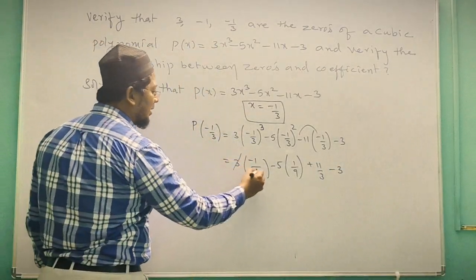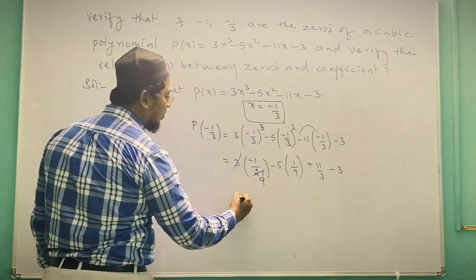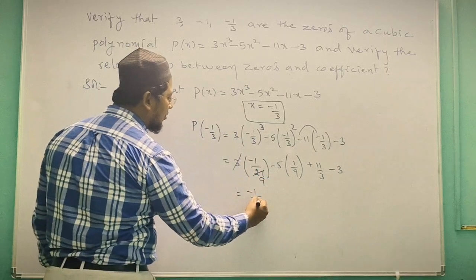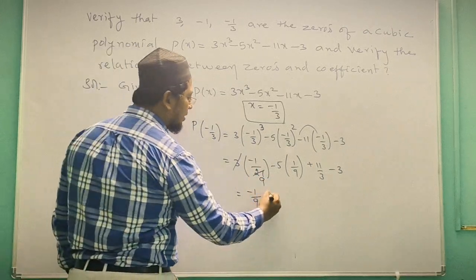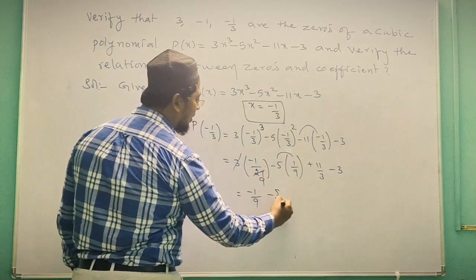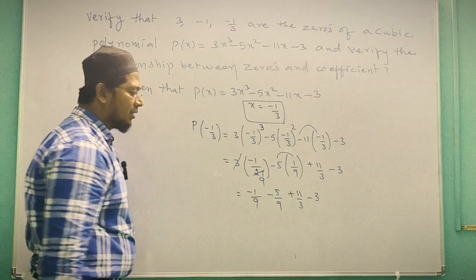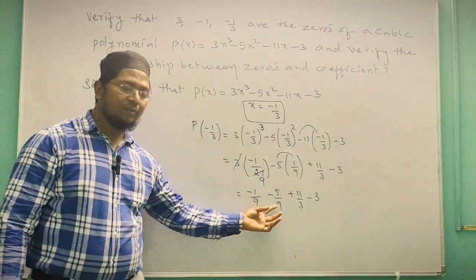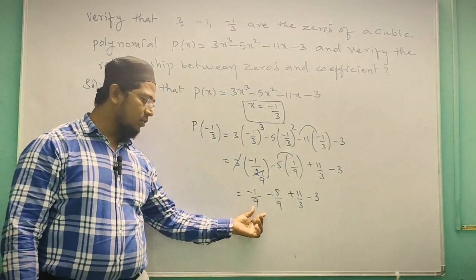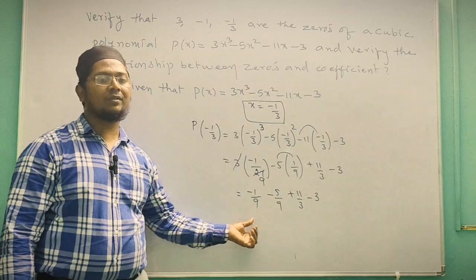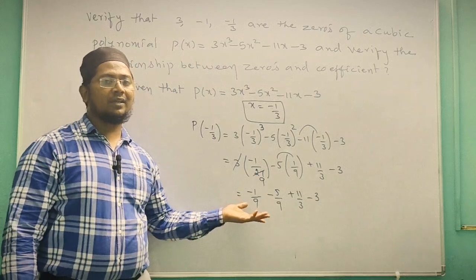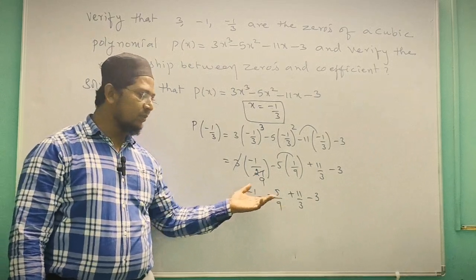3 ones are 3, 3 nines are 27. What we have? Minus 1 upon 9, minus 5 ones are 5 upon 9, plus 11 upon 3 minus 3. So here we have the same denominator, which means this is known as like fraction. In case of like fraction, directly we can add the numerators.